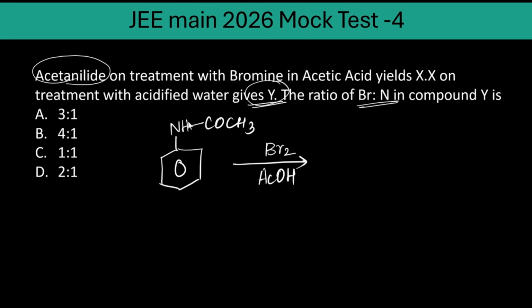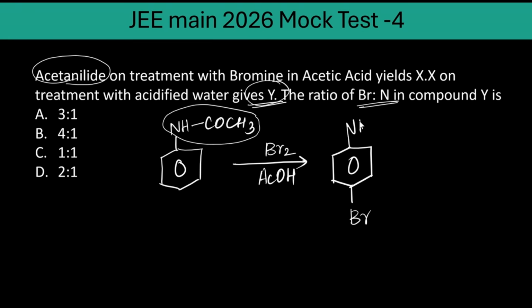First of all, bromine with acetic acid, it's an electrophilic substitution reaction. What kind of species is this, electron withdrawing or electron donating? It is an electron donating group, right? NHCOR is an electron donating group which will have a plus M effect, which will lead the incoming electrophile to the para position. So NHCOCH3, that yields X.